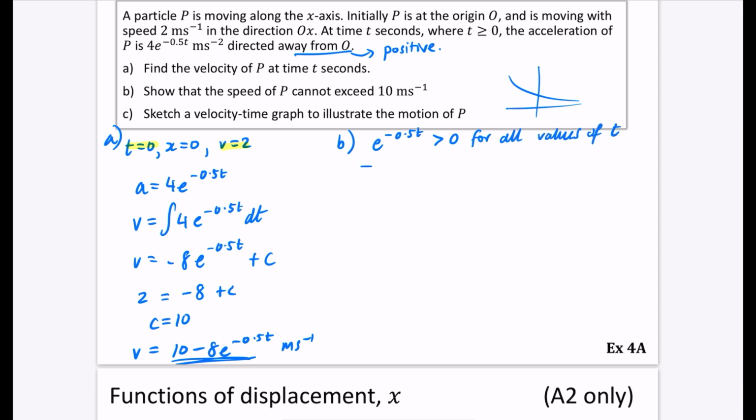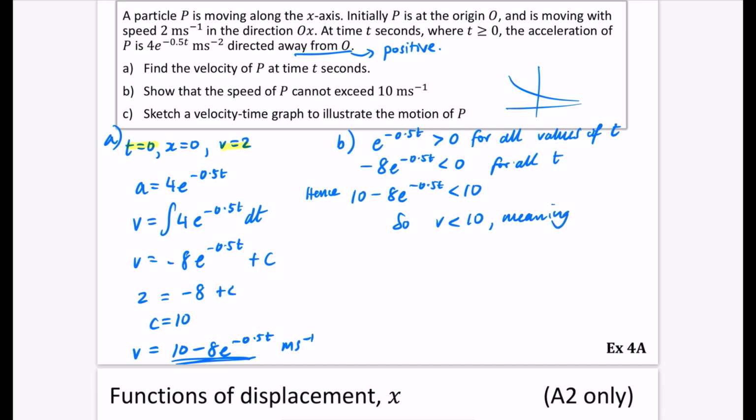Which means that if you take that thing and multiply it by minus 8, that thing is therefore always going to be negative for all t. And then if I add 10 to it, hence 10 minus 8e^(-0.5t) is always going to be less than 10. So in other words, the velocity is always less than 10, meaning it cannot exceed 10 meters per second.